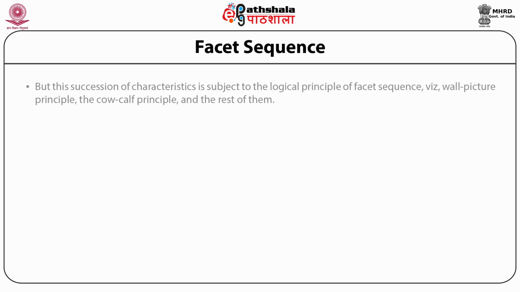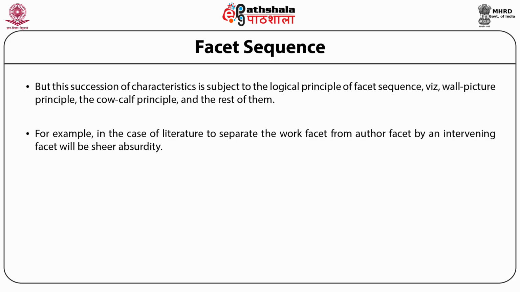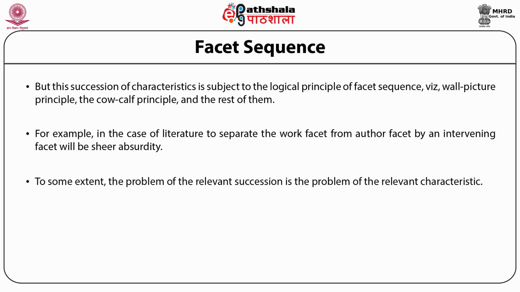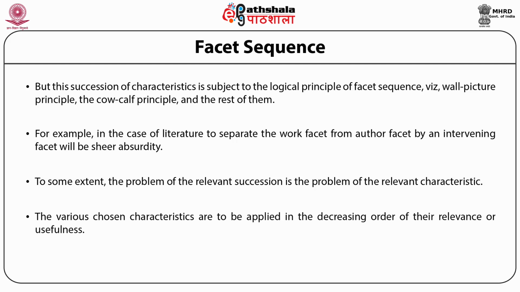Facet sequence. But this succession of characteristics is subject to the logical principle of facet sequence, namely the wall picture principle, the Koukov principle, and the rest of them. For example, in the case of literature, to separate the work facet from the author facet by an intervening facet will be a sheer absurdity. To some extent, the problem of the relevant succession is the problem of relevant characteristics. The various chosen characteristics are to be applied in the decreasing order of their relevance to usefulness.